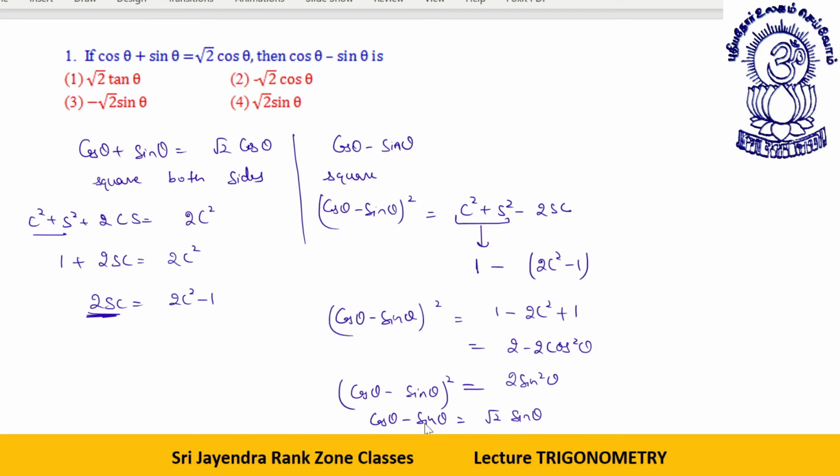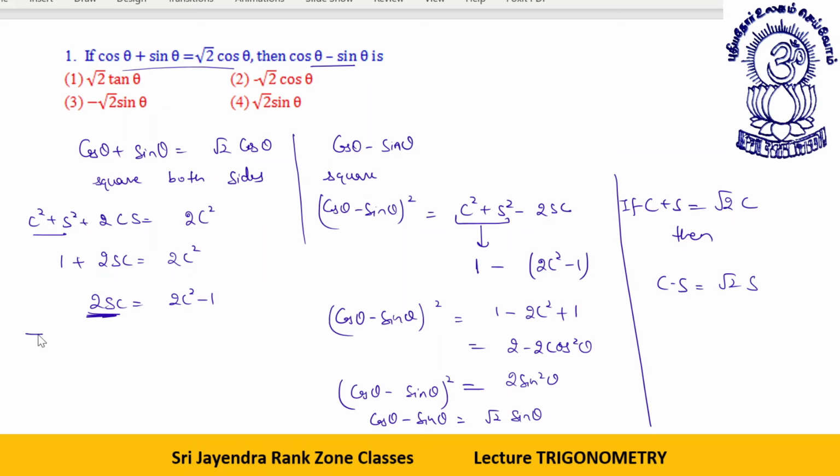Fine. Cos theta plus sine theta is equal to root 2 cos theta, and cos theta minus sine theta is root 2 sine theta. I want you to memorize this thing. Cos plus sine is equal to root 2 cos, then cos minus sine will be root 2 sine. This is one way. This is one thing to memorize.